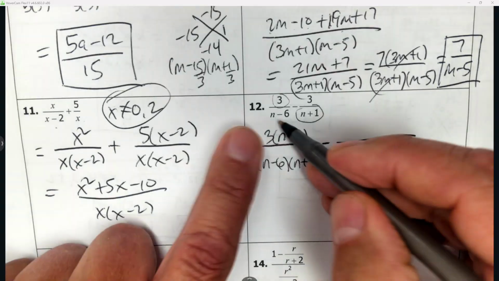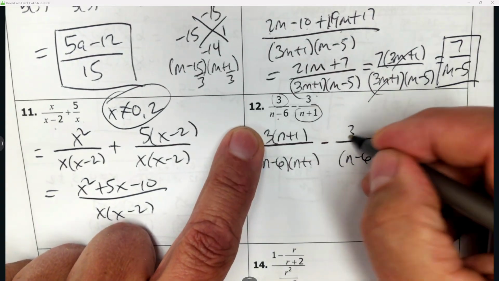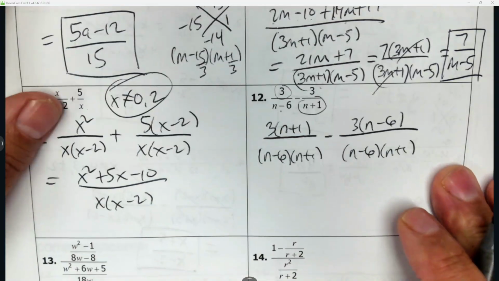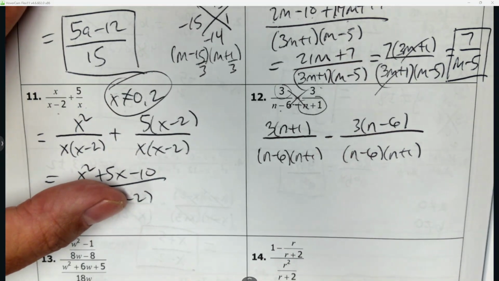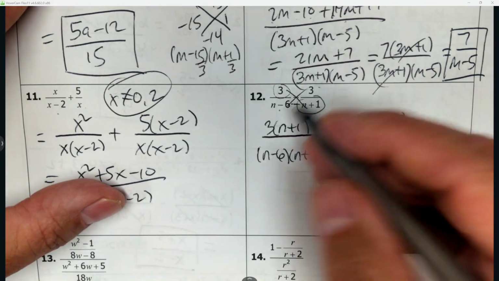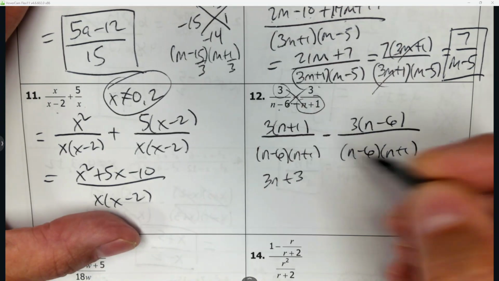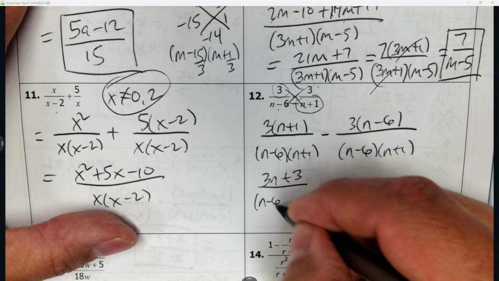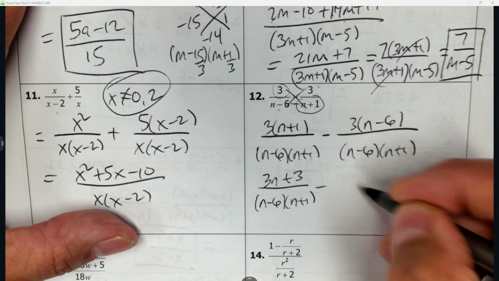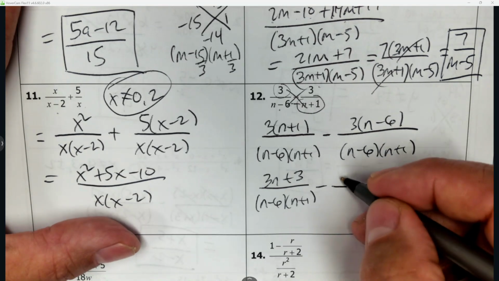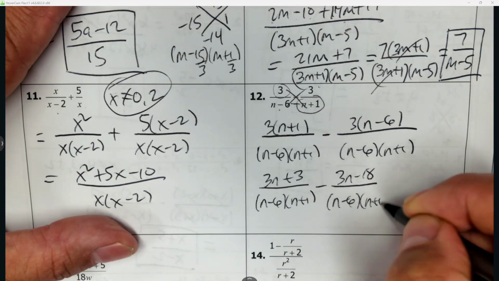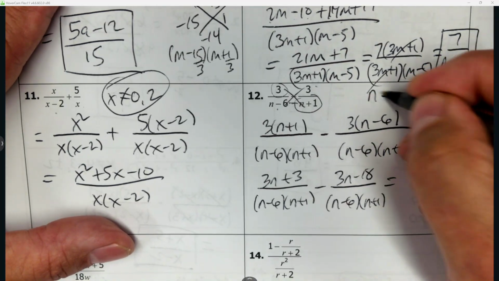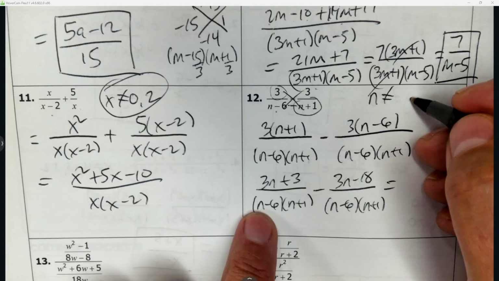Now the bottom of one times the top of the other. Again, we're going to distribute, but I'll do that in the second step. So I want you to see the technique that I use there to be able to get common denominators. So that's 3n plus 3. Again, same denominator. We're going to write the restriction right now. 3n minus 18. Same denominator. So n cannot equal positive 6 and negative 1.